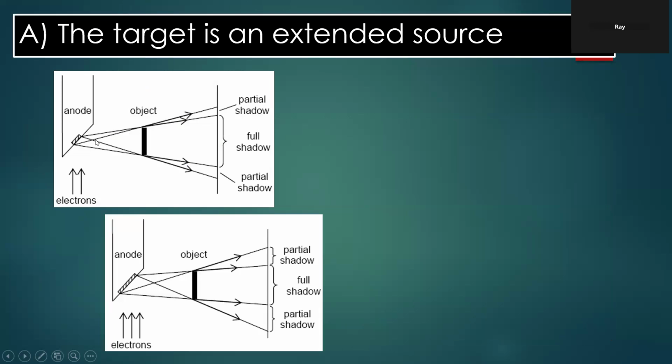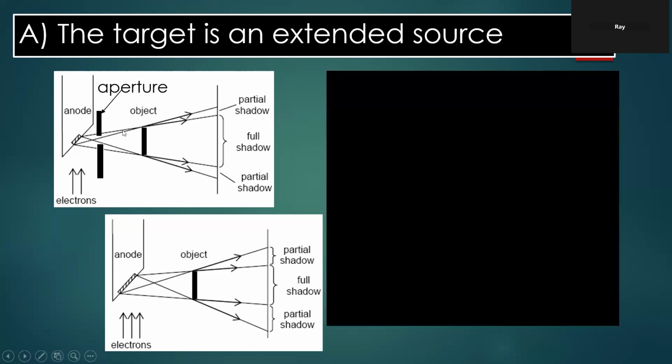Okay, this is partial shadow. It makes the image not so sharp. Same here, this one has a greater area for the target, so you can see the partial shadow is larger. So the way to control it is to have an aperture, put a collimator there, a metal plate, to narrow the X-ray coming out, limit the X-ray coming out. So that is the aperture.